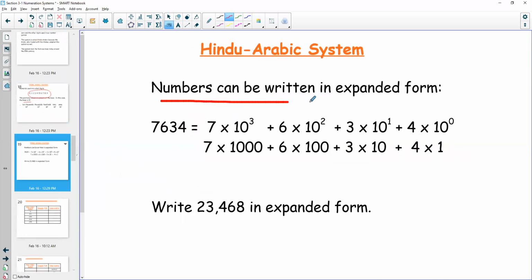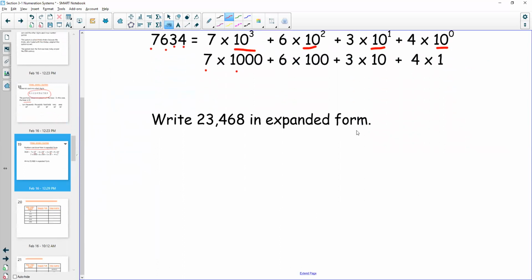When we write a number, we can write it in what they call expanded form. So if I have 7,634, I can think of it as 7 times 1,000 plus 6 times 100 plus 3 times 10 and 4 times 1. And I can write those numbers as powers of 10. 7 times 10 to the third, 6 times 10 to the second, 3 times 10 to the first, 4 times 10 to the 0. Remember, anything to the 0 power is always 1. Okay? So then let's try this number in expanded form.